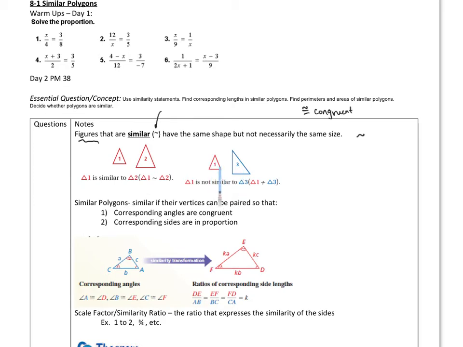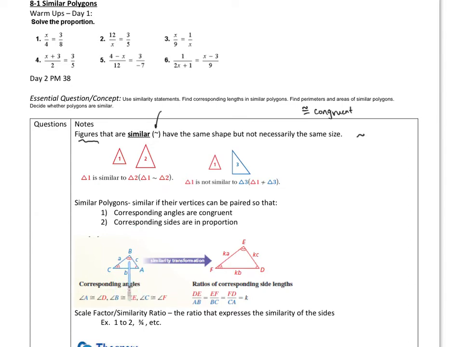So here, these two are not similar because the size and the shape are not the same. Even though the sizes are different, the shapes are not the same, so we can't say they're similar. These two are similar. So similar polygons are similar if and only if their vertices can be paired so that corresponding angles are congruent and corresponding sides are in proportion.